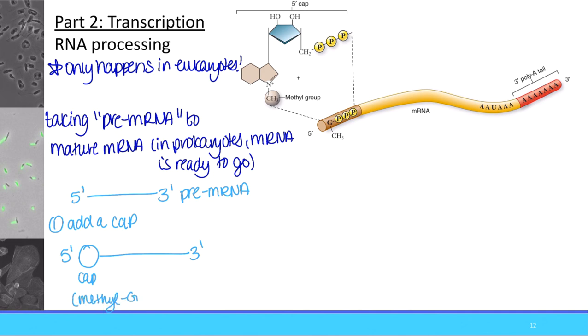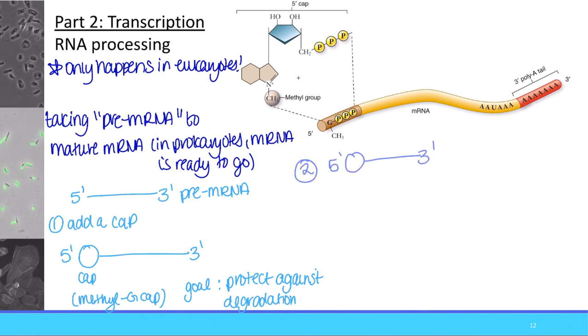And the reason it's called a methyl G cap is because if we take a look at the zoomed in image here for this cap, it has a methyl group here on what should be a guanosine. So we've got our methyl G cap, and if you're wondering why the heck do we add a cap, the whole goal with our cap is to protect against degradation, and the cap is actually a signal also for translation. So after we add a cap, there's a second thing that we do. So now we have a pre-mRNA with a cap.